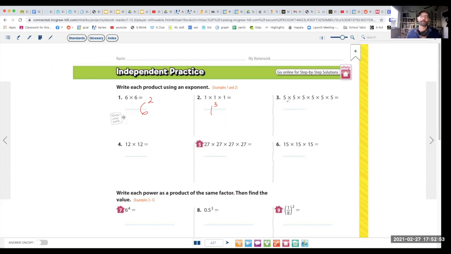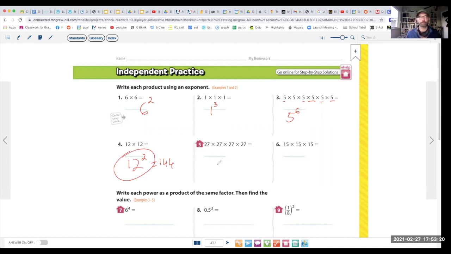Ready, go. Okay, so you have 5 times 5. You have 1, 2, 3, 4, 5, 6. You have 6 of them, so you have 5. That's your base, and it is to the 6th power. Easy. All right, let's try number 4. Ready, go. So this is just 12 to the second power, or 12 squared, which, in case you didn't know, is 144, but they're not really asking for that. They just want this part.